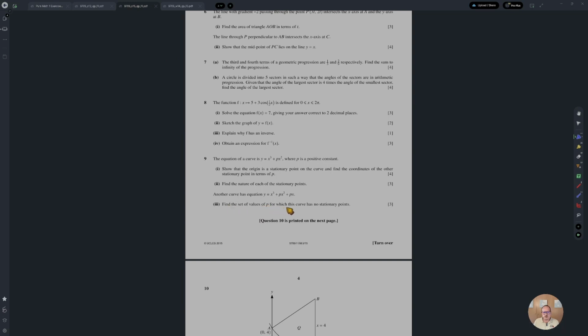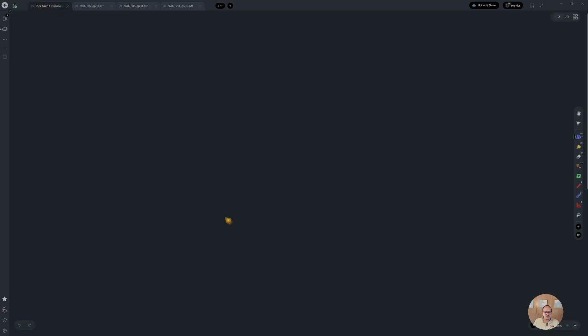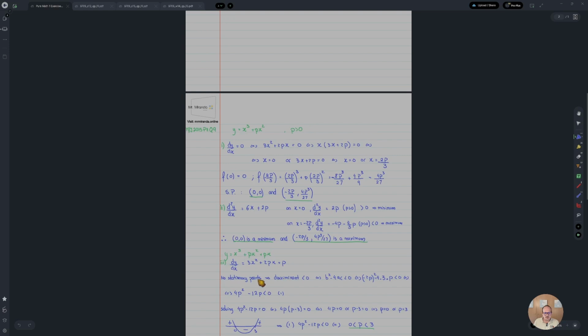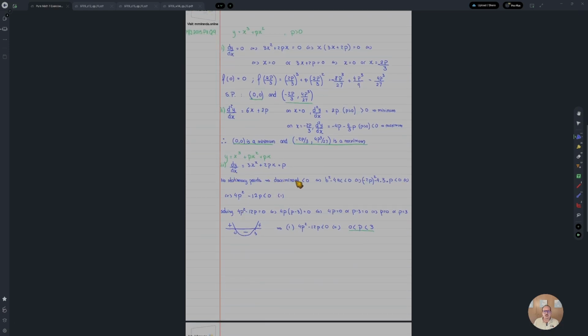Then: find a set of values of p for which the curve has no stationary points. This is solved using what? A quadratic, right? You have a cubic, but if you differentiate it, then you have a quadratic. If you want no stationary points, then the discriminant needs to be negative. So here you have the quadratic. In terms of p, your b squared minus 4ac is going to be just this. You want it to be negative.